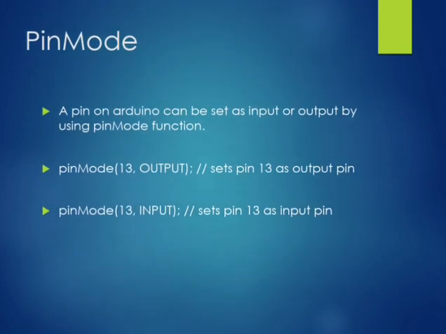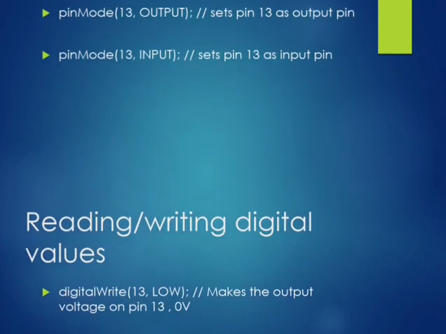pinMode. A pin on Arduino can be set as input or output by using the pinMode function. pinMode(13, OUTPUT) sets pin 13 as an output pin. pinMode(13, INPUT) sets pin 13 as an input pin.